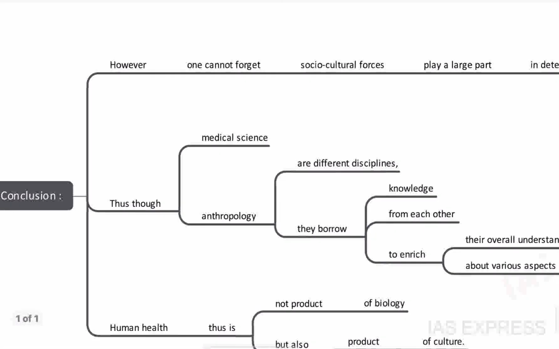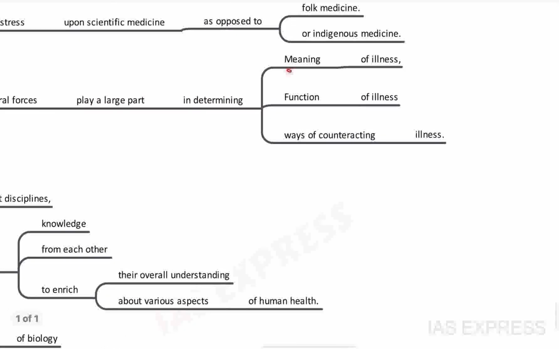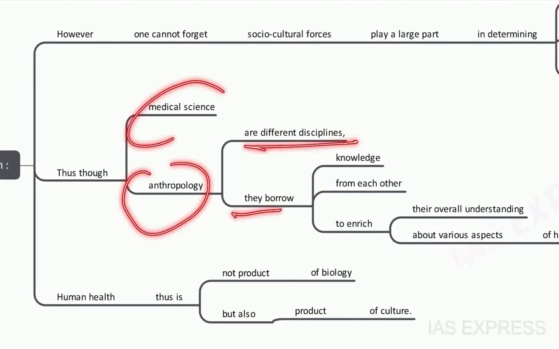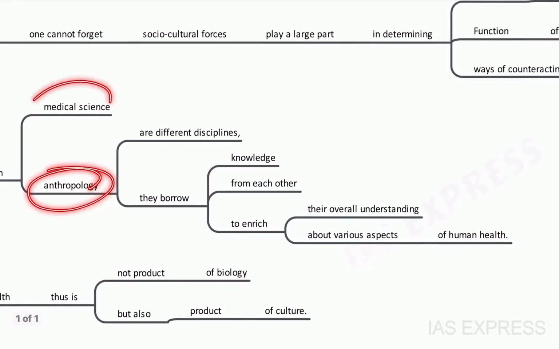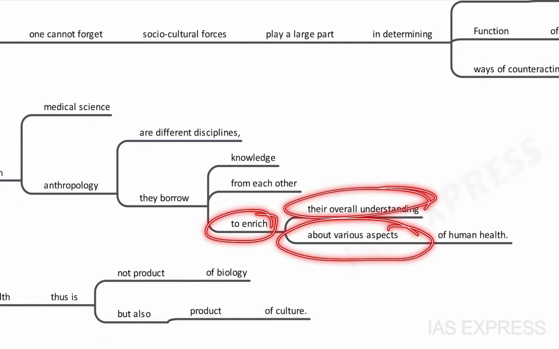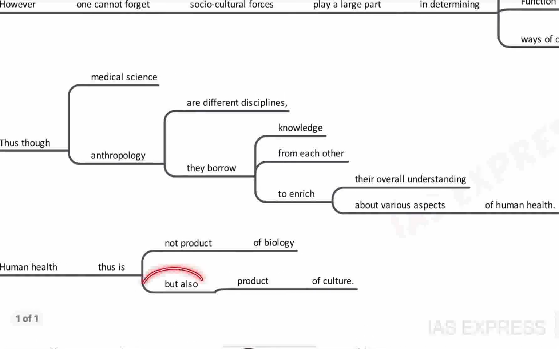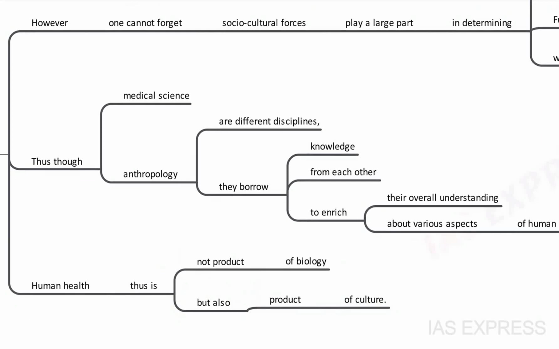Then we will go to the conclusion that we cannot forget that socio-cultural forces play a large role in determining the meaning of illness, the function of illness, and the way of counteracting the illness. Though medical science and anthropology are different disciplines, they borrow knowledge from each other, and with whatever knowledge and experiences both these branches get, they enrich their overall understanding about the various aspects of human health. Human health is thus not a product of biology alone, but also a product of culture. With this, we conclude this explanation of the mind map on the relationship of anthropology with medical science.